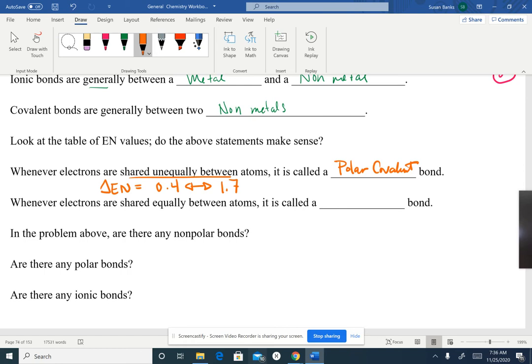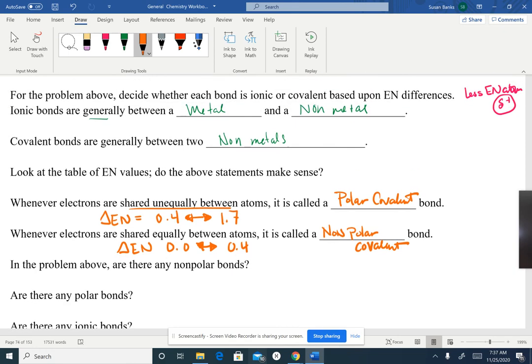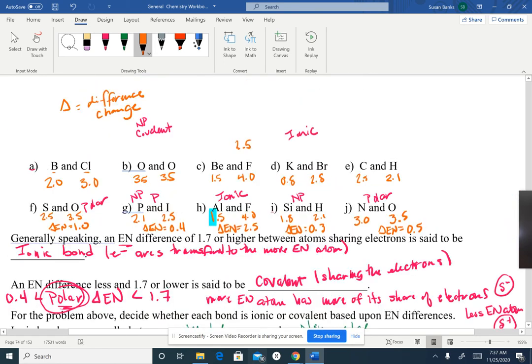Whenever electrons are shared equally, remember our electronegativity difference here is 0 all the way up to about 0.4. This is going to be a non-polar covalent bond. Okay? Do we have any non-polar bonds up there? Let's look at the ones that we have labeled non-polar.